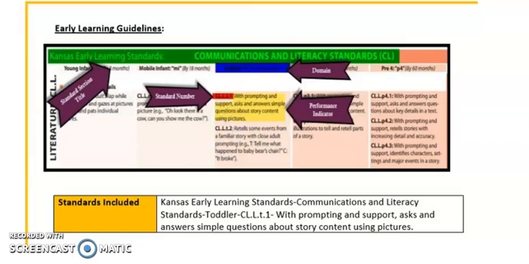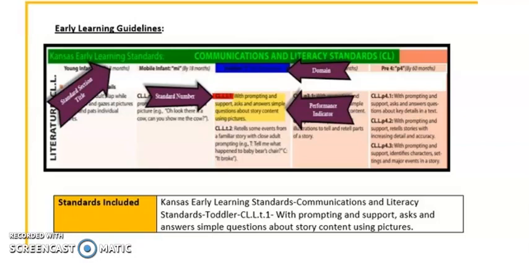The piece that's highlighted in yellow is what we refer to as our performance indicator. Some states refer to it as their standard statement, but this is where you find your sentence that tells you exactly what skill kids are going to be working on. So in this particular example, it's with prompting and support, asks and answers simple questions about story content using pictures. So that's how we read the standards.